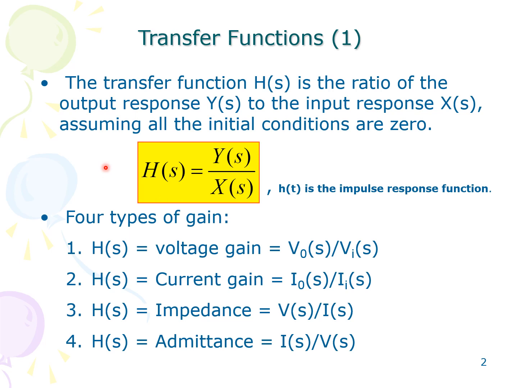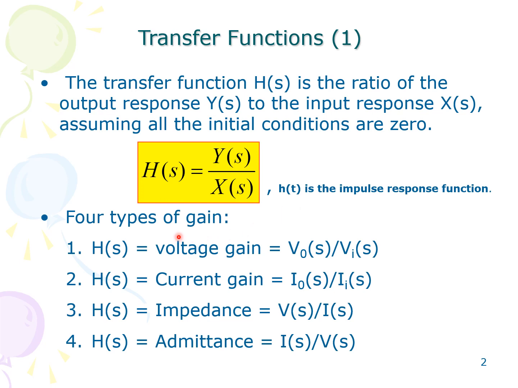Transfer function H(s) is the ratio of the output response Y(s) to the input response X(s), assuming all the initial conditions are 0. So it is basically the ratio of the output signal to the input signal in the S domain. h(t) is the impulse response function, which will be discussed later, and basically that is the inverse Laplace transform of H(s), the transfer function. So H(s) is the transfer function in the S domain, and h(t) is its equivalent in the time domain.